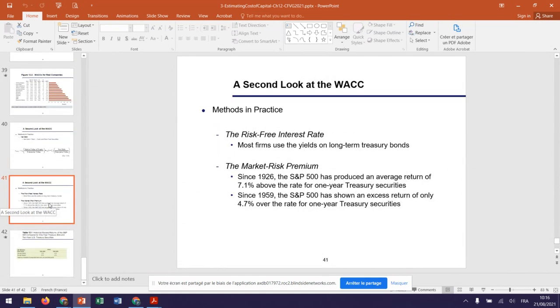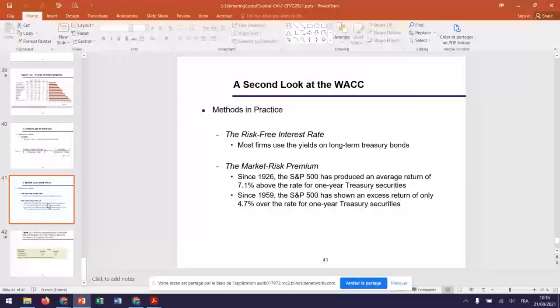Okay, this is another example of how we can apply and estimate it in practice. For example, I think yesterday someone also asked me how we estimate the risk-free interest rate. For most firms, we use the yield on long-term treasury bonds. If you do valuation of Vietnamese firms, you can use the long-term Vietnamese government bond yield as the proxy of the risk-free interest rate.